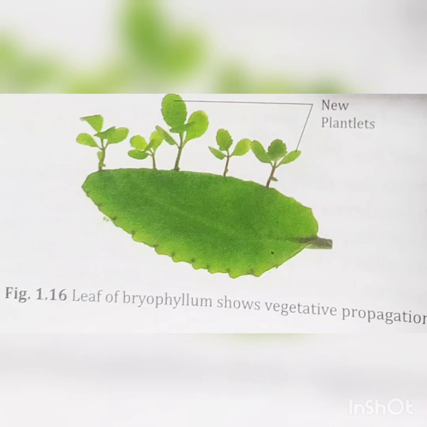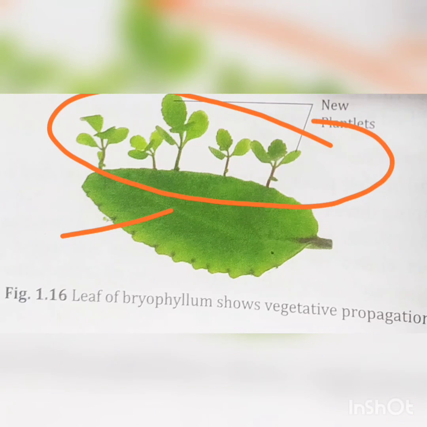In some plants, a new plant can be developed from the vegetative parts like root, stem, or leaves. This is known as vegetative propagation. Some plants such as Bryophyllum and Begonia produce adventitious buds on their leaf margins. When the leaf of such plants falls on the moist soil, these buds develop into new plantlets. The leaves of such plants are thick and fleshy, thus they provide enough food and water to the new plantlets.